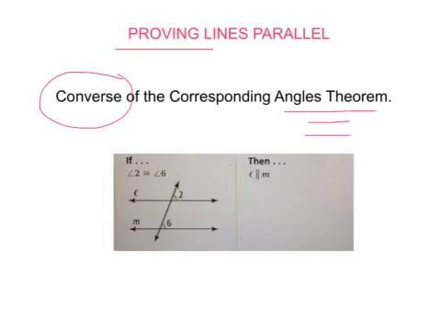The first one says that if two lines and a transversal form corresponding angles, angle 2 and angle 6 are corresponding, and they are congruent, then the lines are parallel. So I'm proving that line L is parallel to line M because 2 and 6 are congruent and they are corresponding angles.